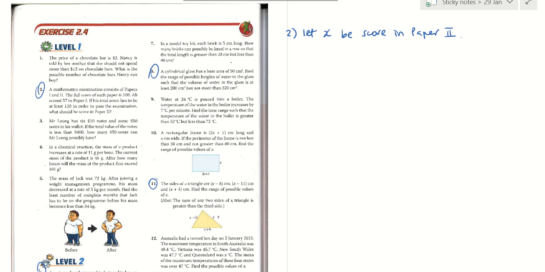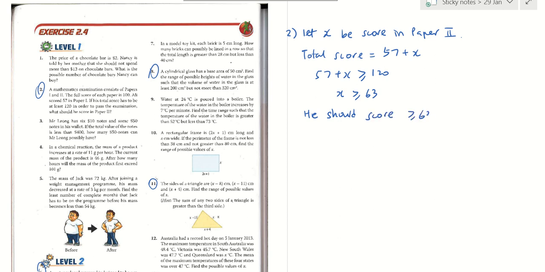So now we are trying to find out what the total score is. Total score will be 57 plus x. We want this value to be greater than or equal to 120 in order to pass. Therefore, x has to have a value of greater than or equal to 63. Alright. What he should do is score greater than or equal to 63.